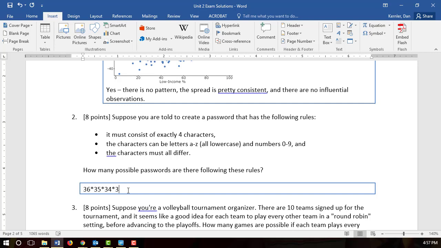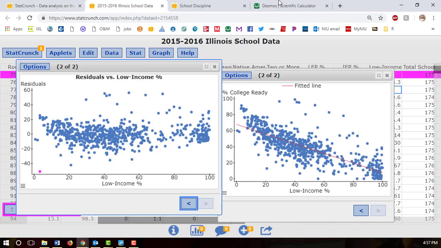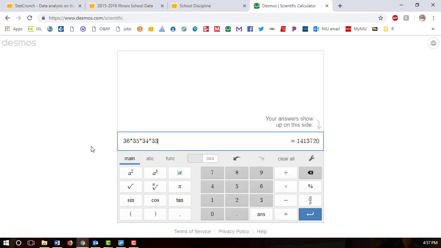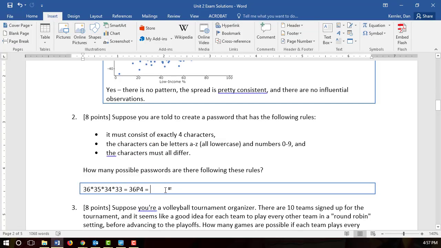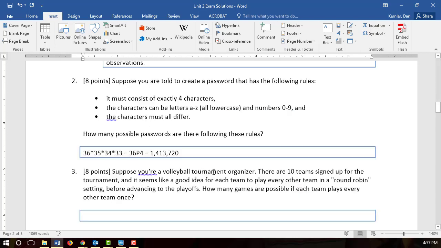and 33. You could also think of that as 36P4 if you wanted to. That is fine as well. It's a permutation. You're taking 36 objects, you want to choose 4, and order matters. So this number... Alright, so what is that? 1.4 million? That's a lot of passwords. Even just with 4 characters.